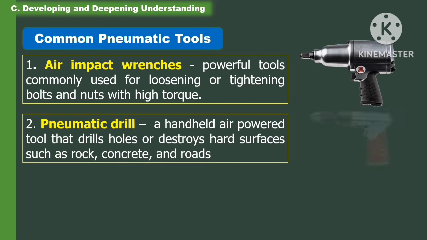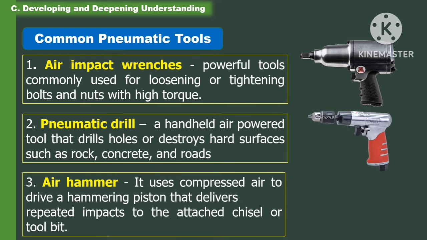So the first one is the air impact wrench. These are powerful tools commonly used for loosening or tightening bolts and nuts with high torque. The second one is the pneumatic drill. This is a handheld air-powered tool that drills holes or destroys hard surfaces such as rock, concrete, and roads.